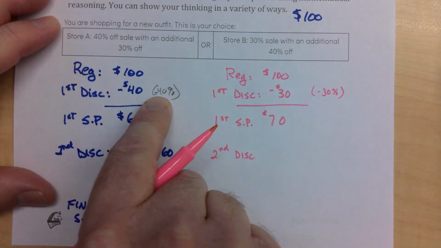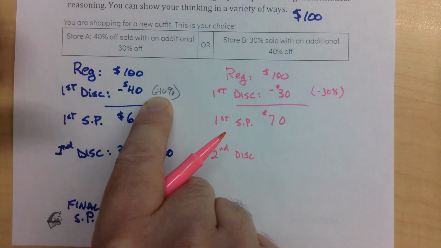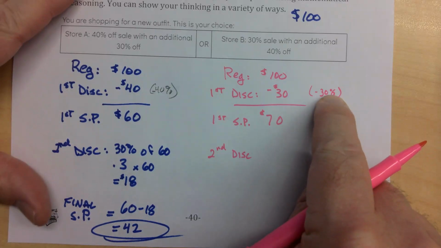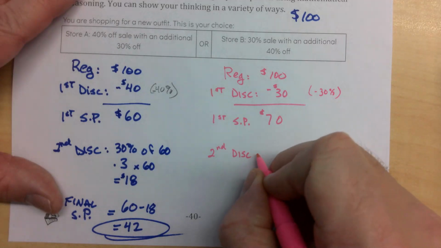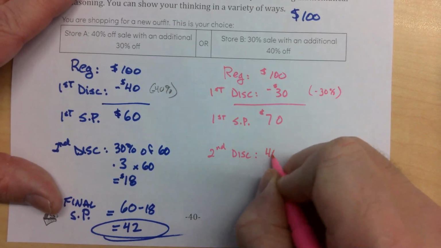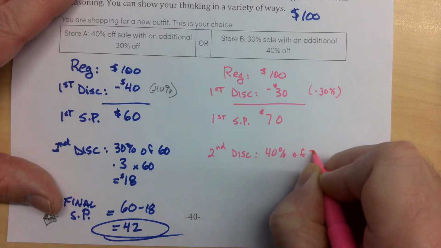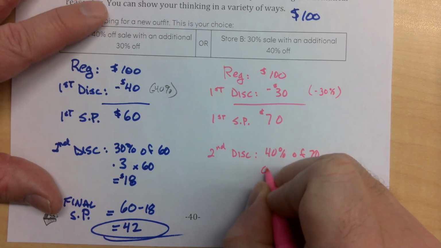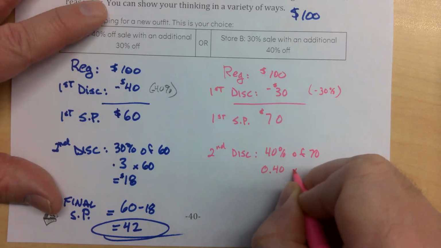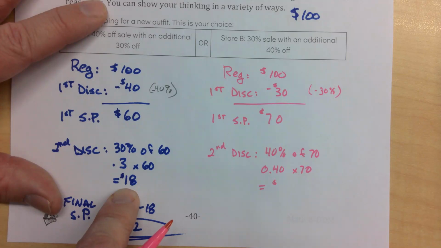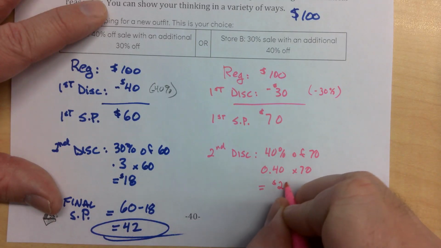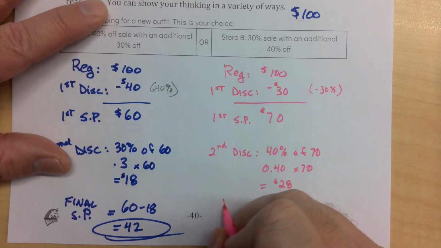Here the first discount was 40. Awesome. We love taking 40% off. Oh, it was only 30%. But now the second discount is 30%, whereas here it's 40% of 70. Okay, so that's 0.40 times 70. That's equal to, see, this was only 18. Here it's what? 28.